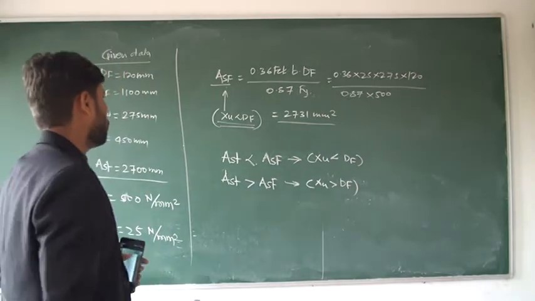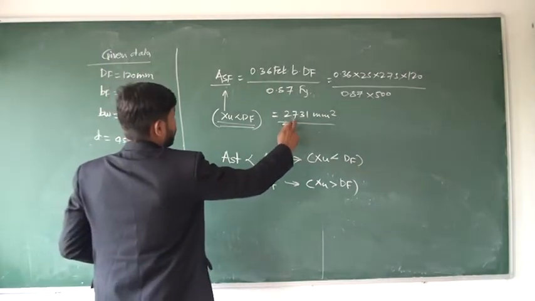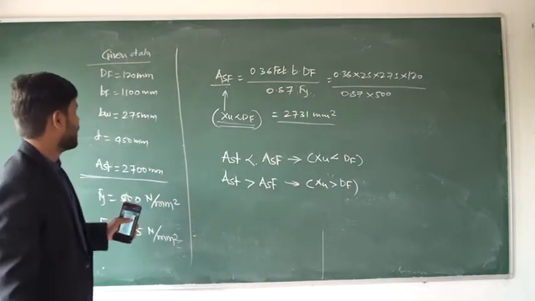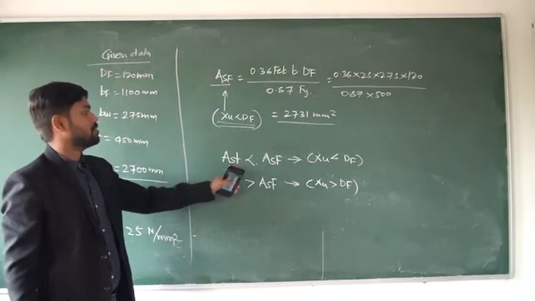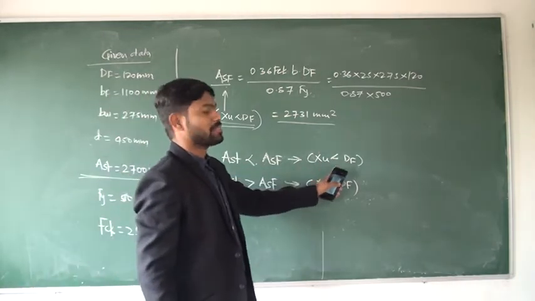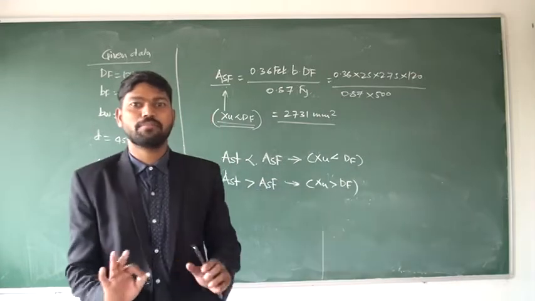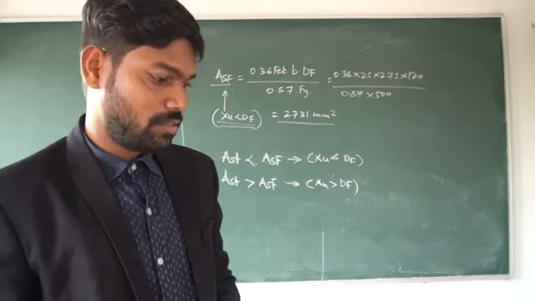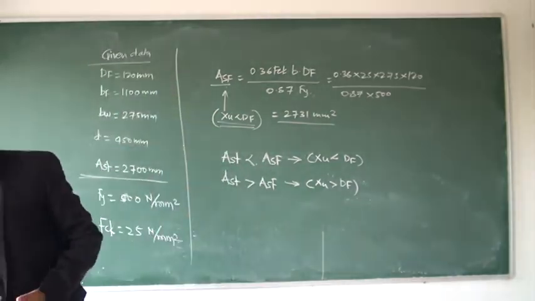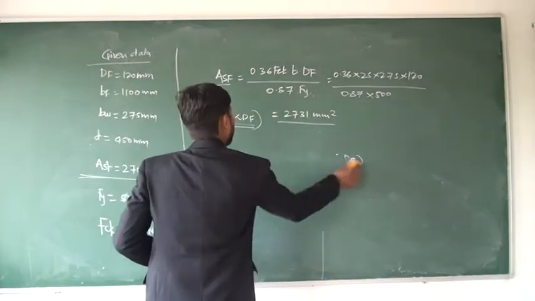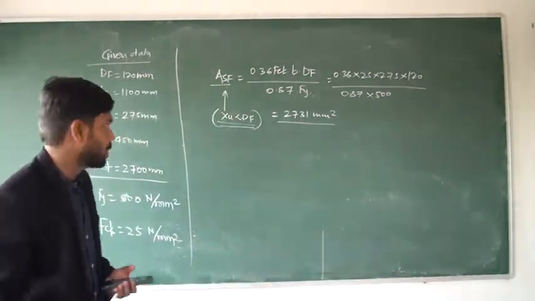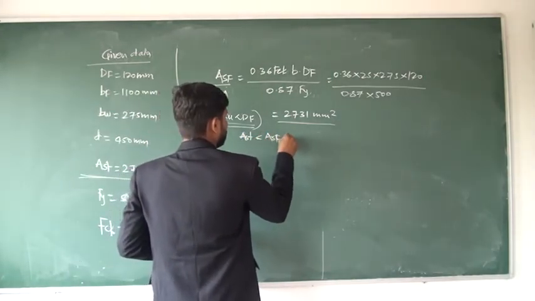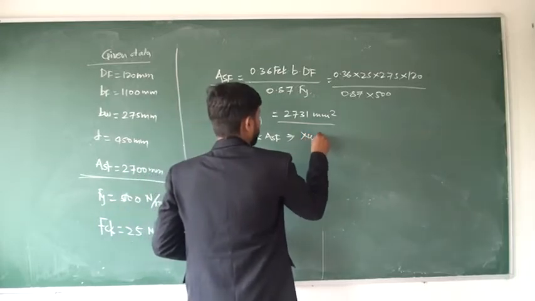Okay. Now ASF is 2731 and AST is 2700. It means that AST is less than ASF. So XU is less than D. So it belongs to case number 1. So this is our first numerical which belongs to case number 1. So it is a simple task for us to solve. Okay. So AST is less than ASF, so definitely XU value is less than DF.